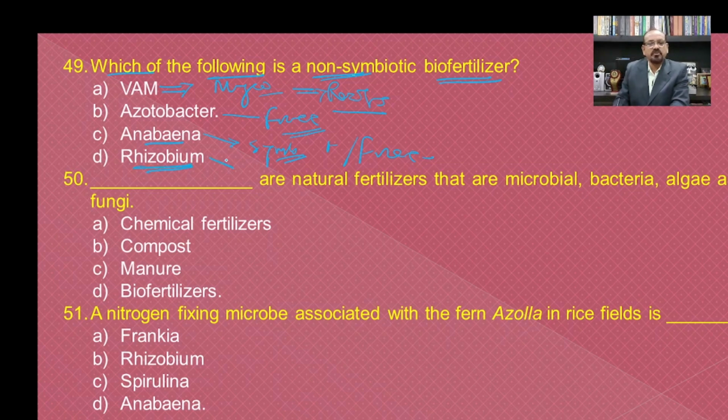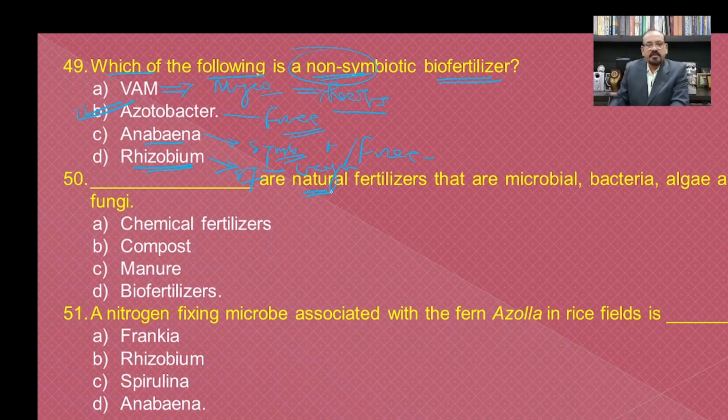Rhizobium also fixes the nitrogen in symbiotic association with the leguminous plants. So, the only non-symbiotic characteristic is shown by the Azotobacter, and hence B will be the correct answer.